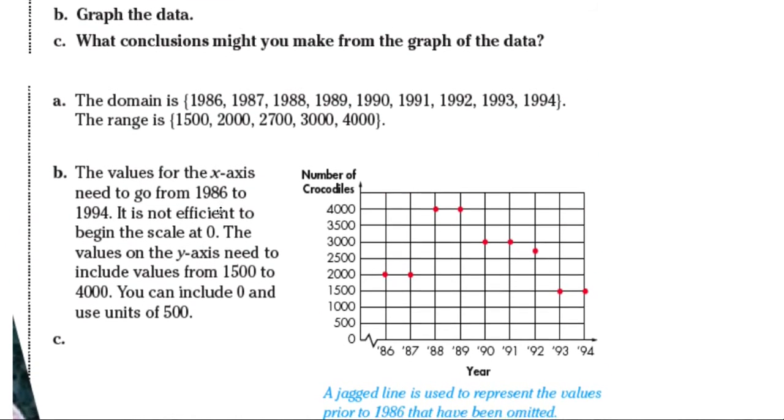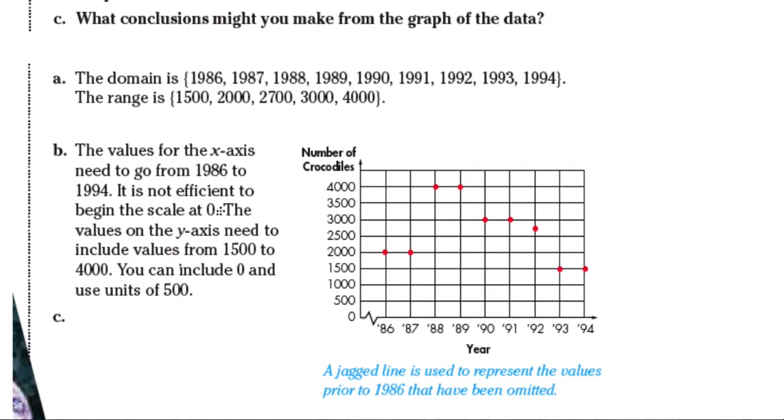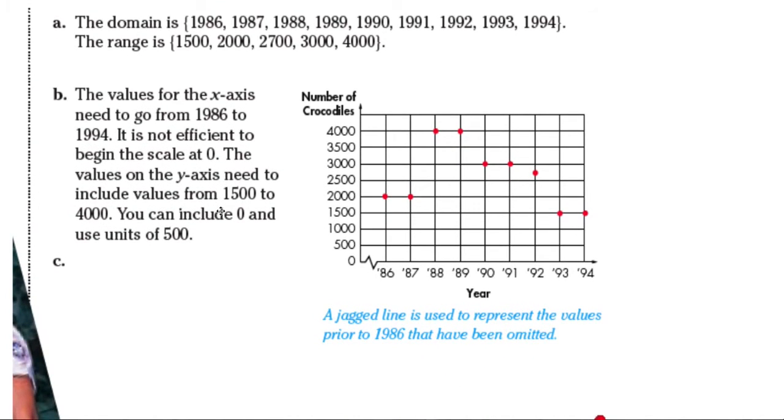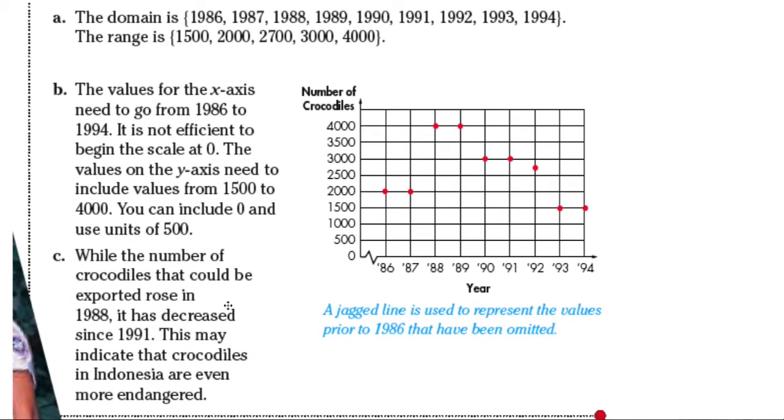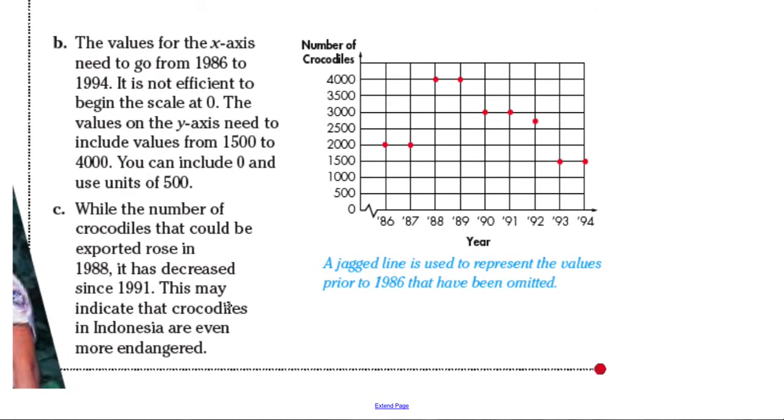Okay, and let's answer letter C. What conclusions might you make from the graph of the data? Well, the number of crocodiles that could be exported rose to 1988. It has decreased since 1991. This may indicate that crocodiles in Indonesia are even more endangered than we think. Okay, so that is example number 2.